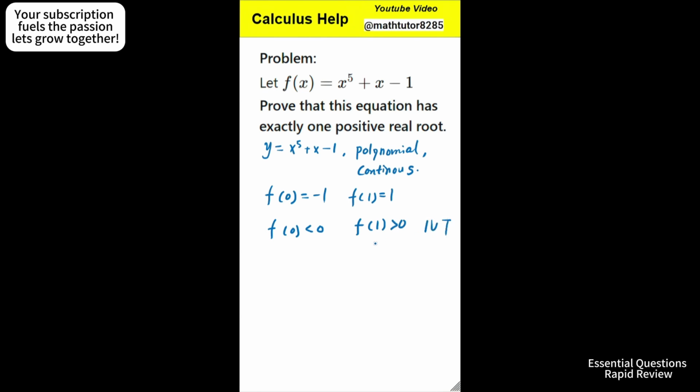Since the function is continuous between 0 and 1, by the intermediate value theorem, there must exist some number between 0 and 1, let's call it c, where the function equals 0. That confirms that there is at least one positive solution.